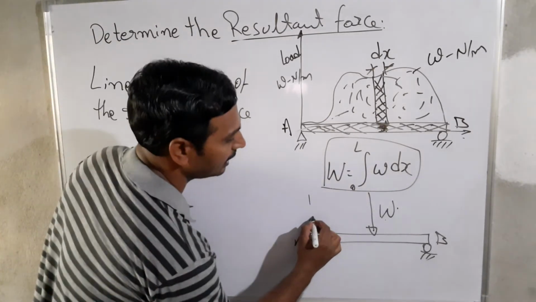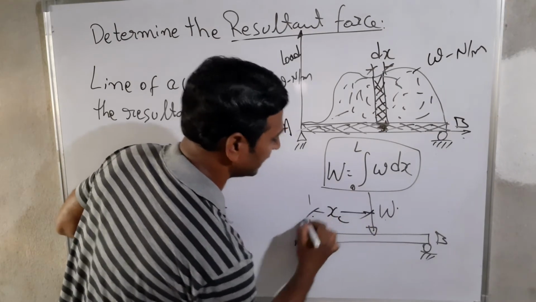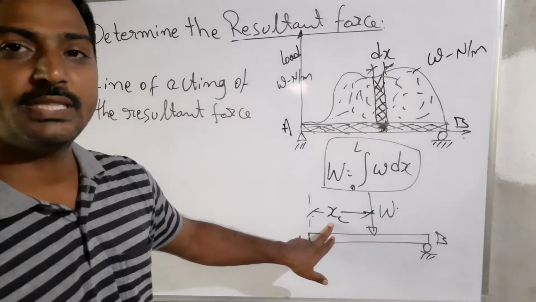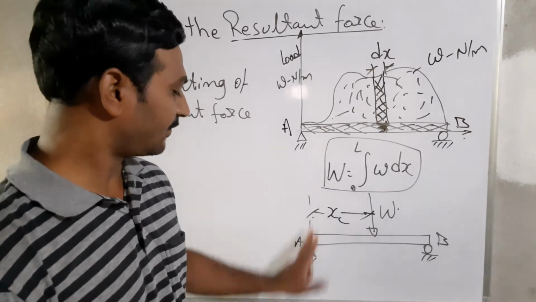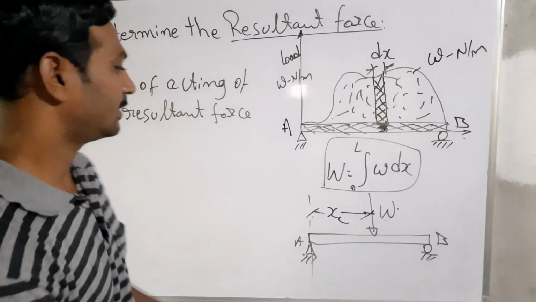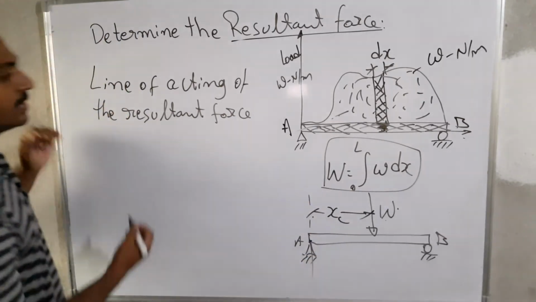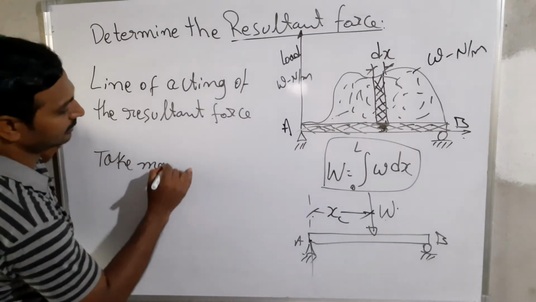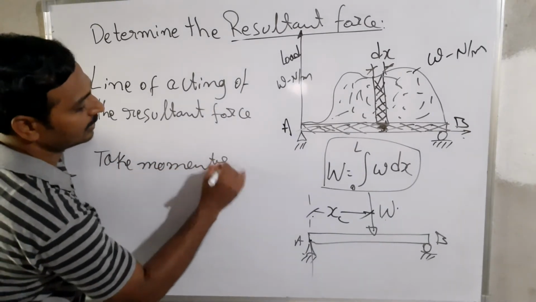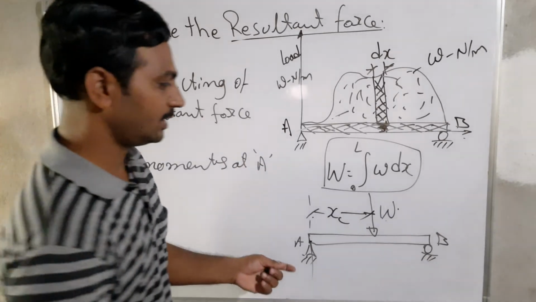It is going to exist at a distance of xc, suppose I consider. That means xc is the distance of this point load's point of action with reference to point A. So that I am going to consider. We are going to take the moments at A.